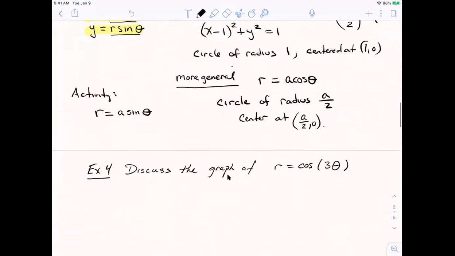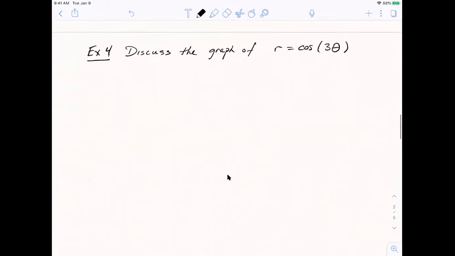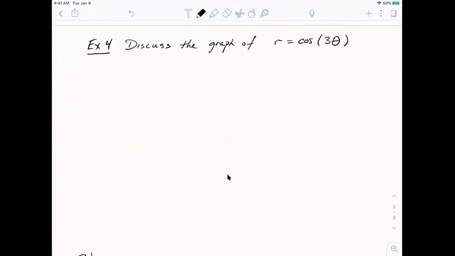Let's do one more. I just want to continue to talk about those side-by-side pictures in the Mathematica notebook. This is a polar function. I just kind of made it up. r equals the cosine of 3 theta. And the question I'm writing here: discuss the graph of this. If you want a more specific question, what does the graph look like?